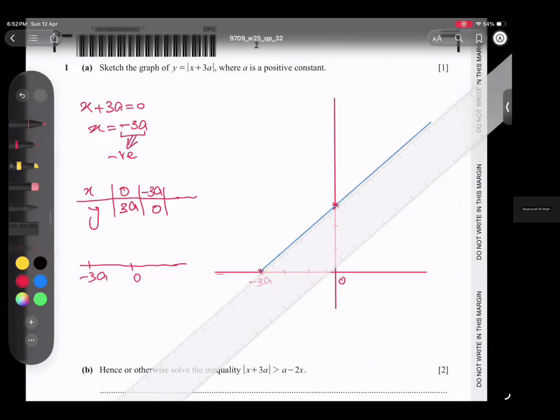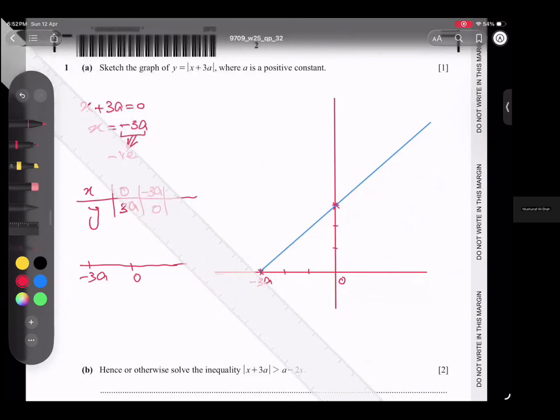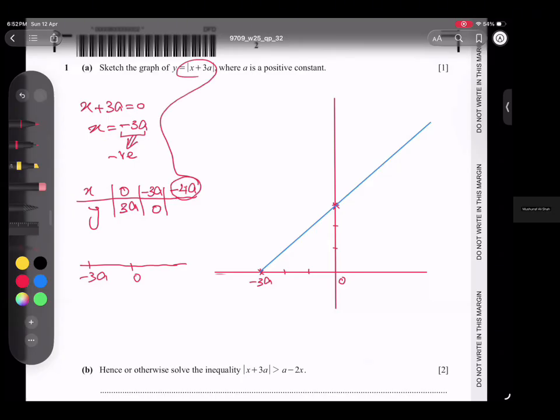Now understood, I need a value before negative 3a. That is the reason I'm going to plug in negative 6a, or negative 4a, no problem at all. When I plug in negative 4a in the place of x, I get a positive a. I believe you people are understanding.